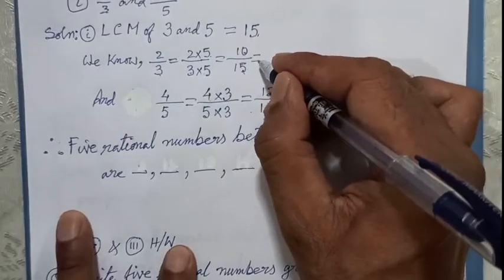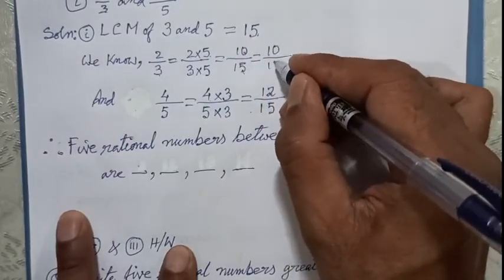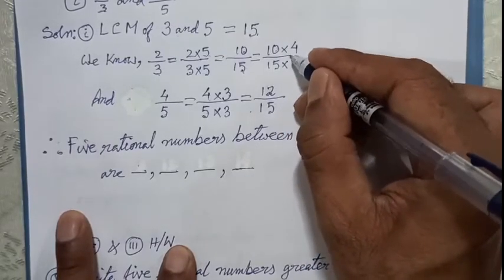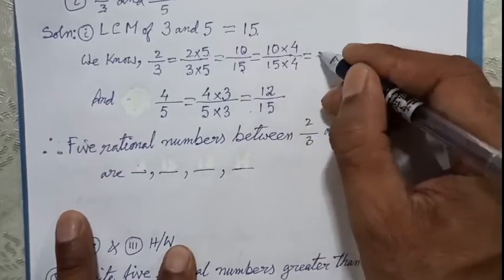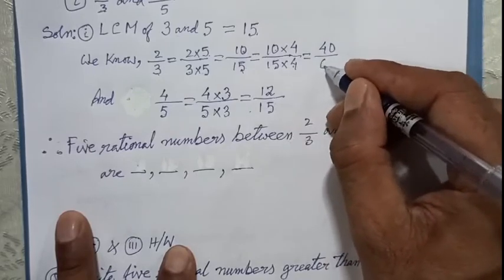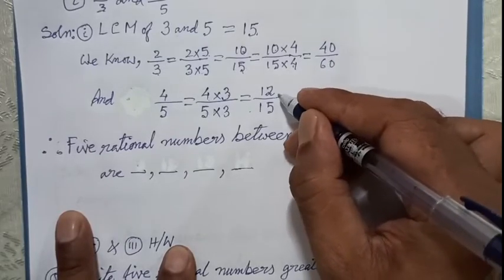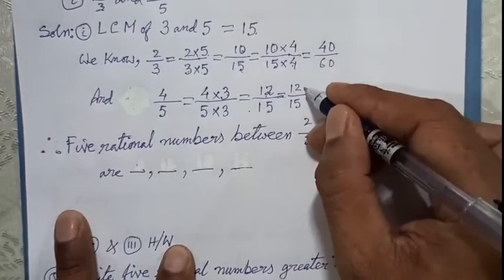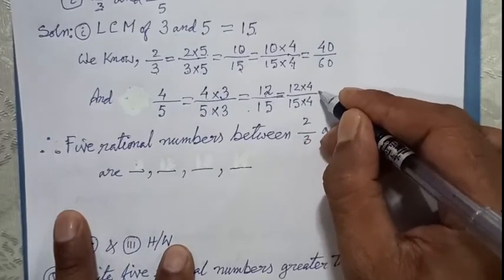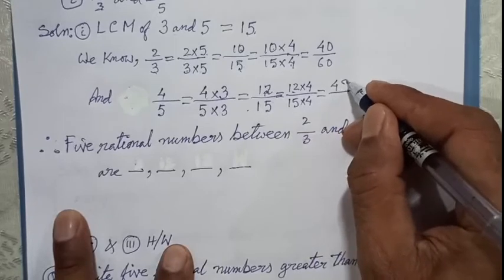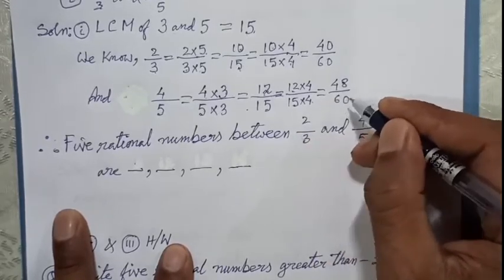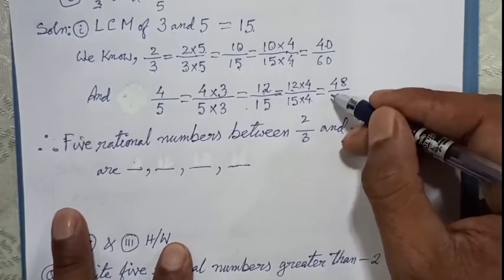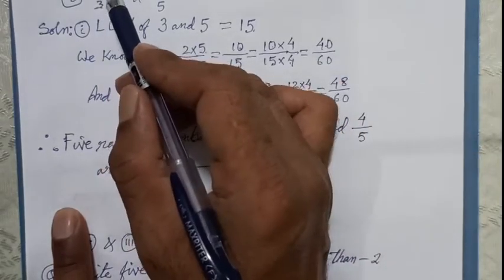So we need to continue like this. 10 by 15, we need to again multiply by 4. 10 into 4 is 40. 15 into 4 is 60. 12 by 15, here we are multiplying by 4. Here also by the same number we have to multiply. 12 into 4 is 48. 15 into 4 is 60. Here is 40, here is 48. Now in between 40 and 48 we are going to write down any 5 rational numbers, since we need to find 5 rational numbers.